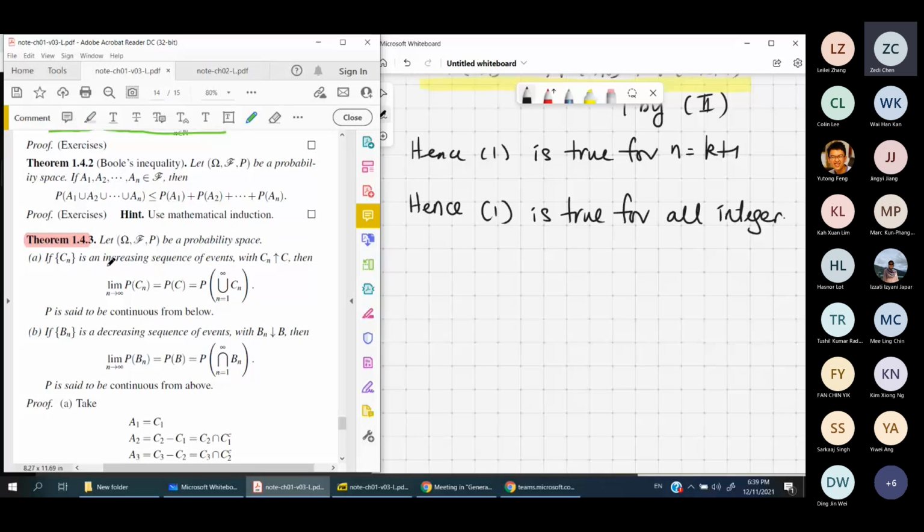One by one. First of all, if Cn is an increasing sequence, then the limit of P of Cn will be this. When we have an increasing sequence, we can directly use this formula to calculate P of the union of Cn. Likewise, when this is decreasing, the only difference is this is union, this is intersection.